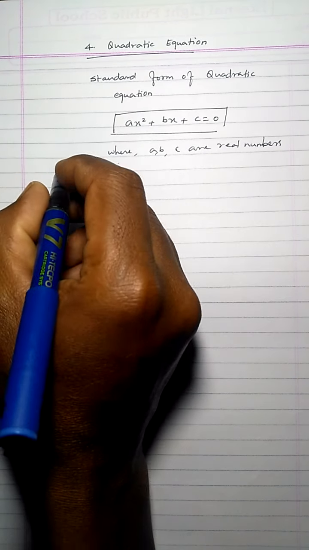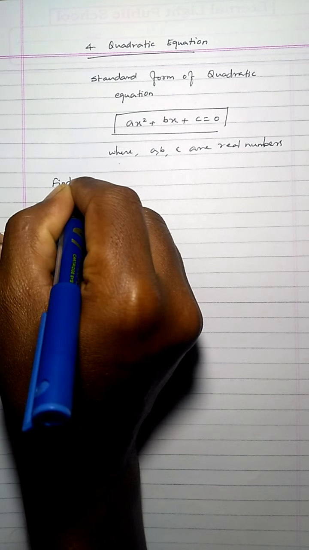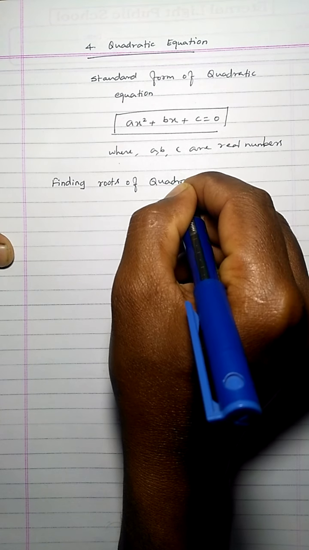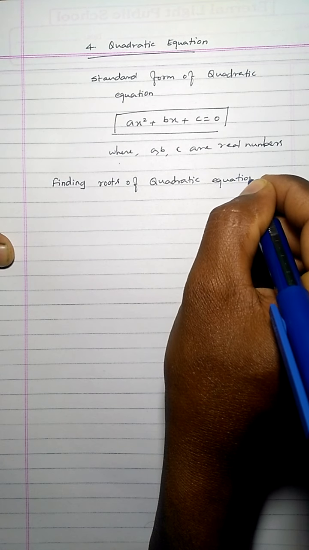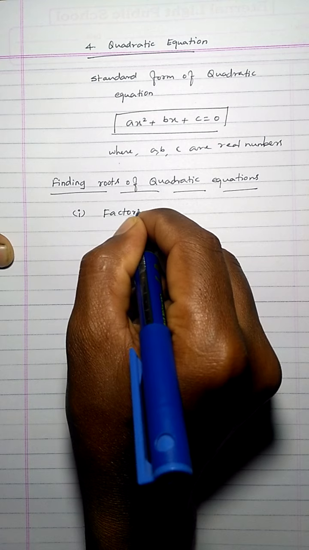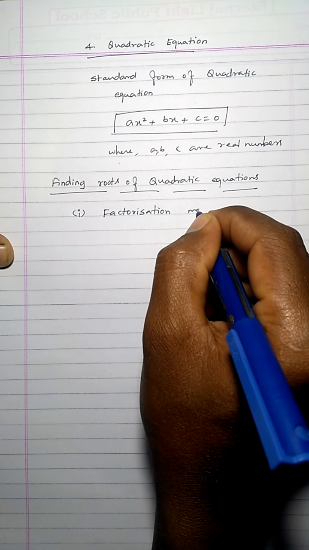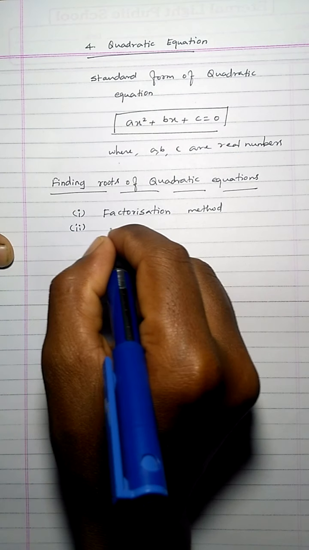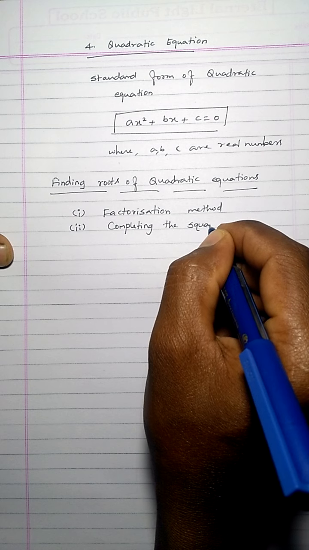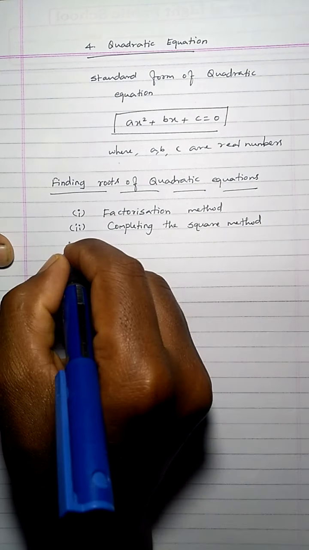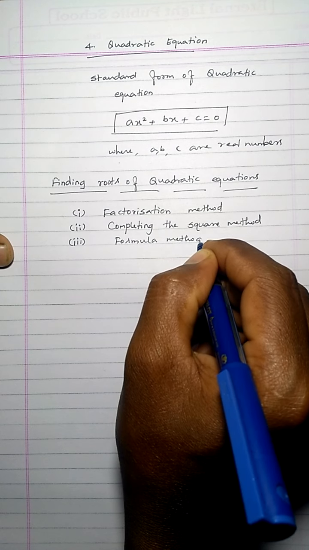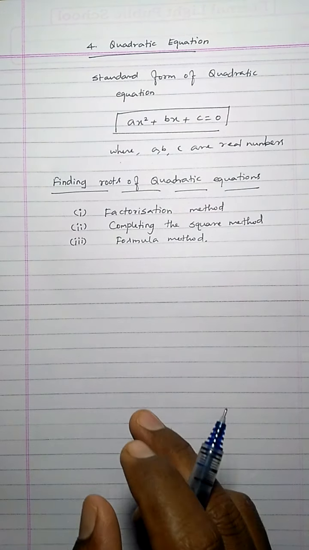Finding roots of quadratic equations, there are three methods. The first method is the factorization method. The second method is the completing the square method. And the third method is the formula method. So we have three methods to find the roots of the quadratic equation.